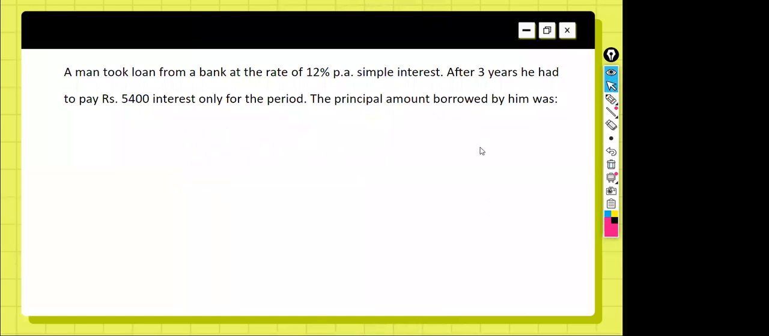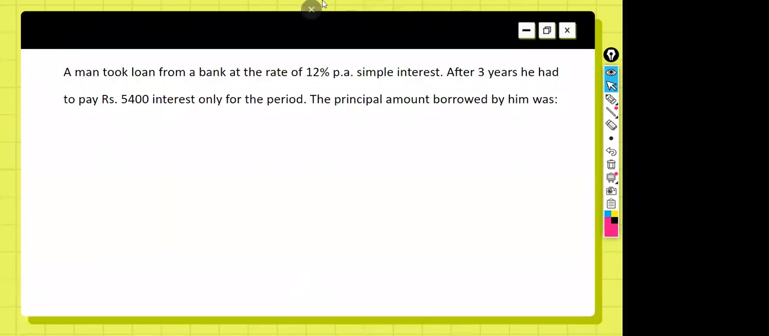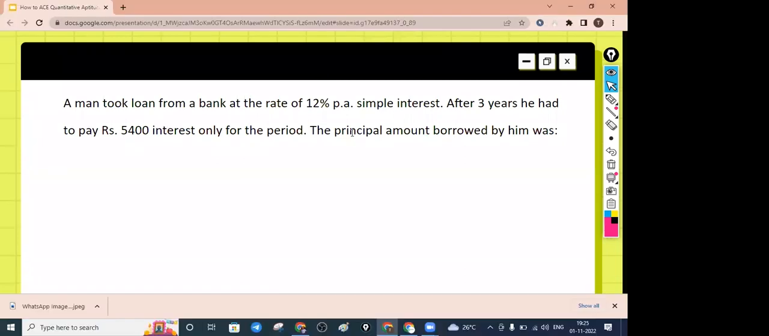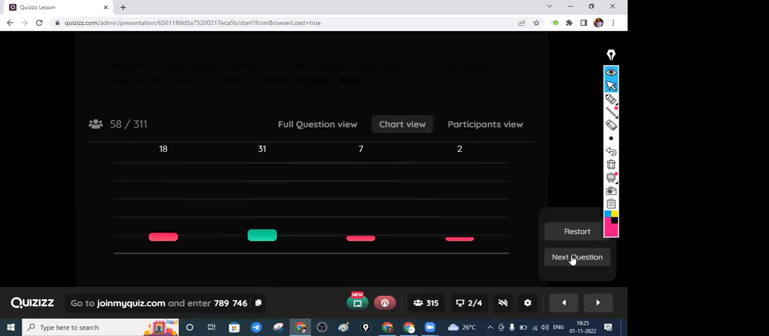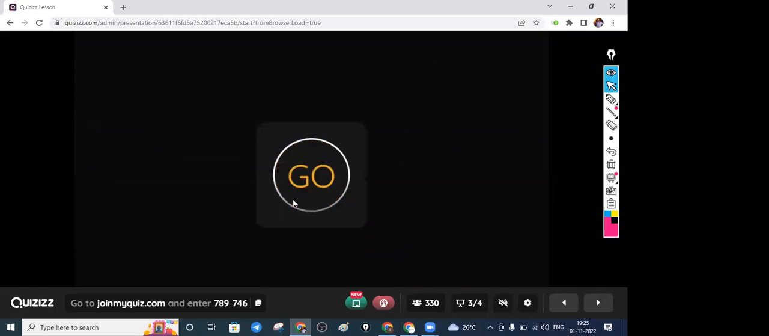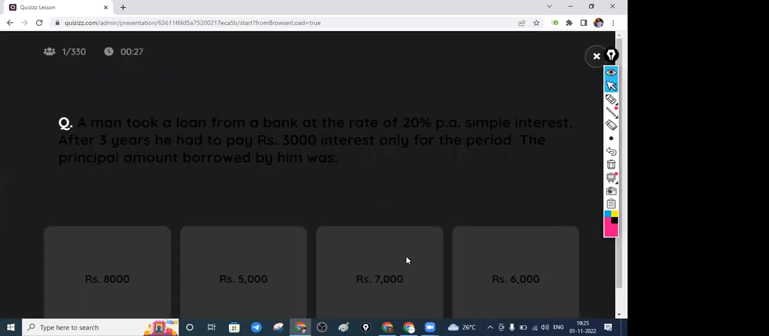So I'm just going to give you guys a similar problem in the quiz. Next question. So try solving this question. People who are unable to join the quiz, no problem. Look into the screen. If possible, I'll try to put it in the chat box.